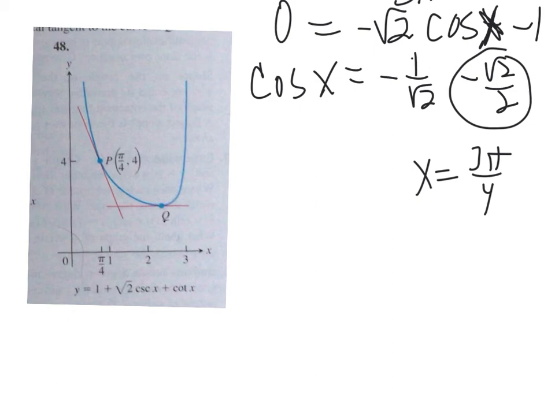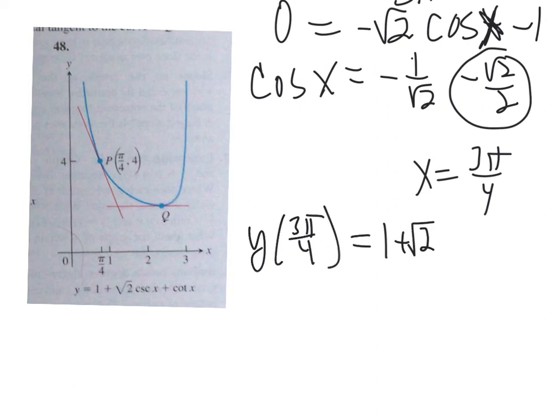So y of 3 pi over 4 equals 1 plus root 2 times the cosecant of 3 pi over 4. Well, I know in quadrant 2, this is the square root of 2. Or even better, why rationalize it? Because we're just going to take the reciprocal of it. We can say that this is 1 over the square root of 2. And this is also 1 over the square root of 2, but we don't really care about that. And that's 1.